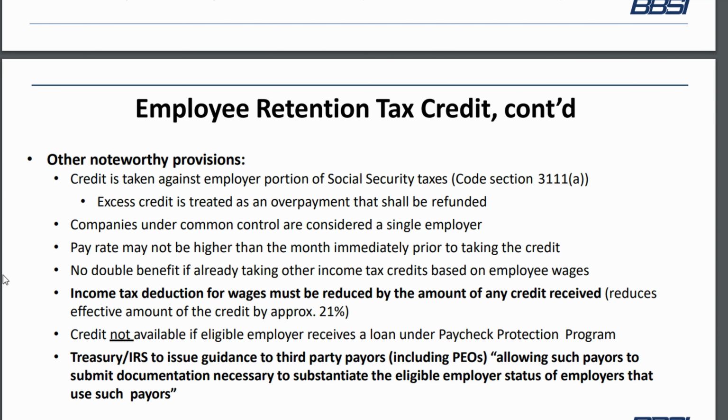The pay rate may not be higher than the month immediately prior to taking the credit. No double benefit if already taking other income tax credits based on employee wages. Income tax deductions for wages must be reduced by the amount of any credit received, which reduces the effective amount of the credit by approximately 21%. Credit not available if an eligible employer receives a loan under the Paycheck Protection Program.